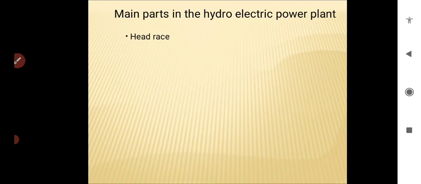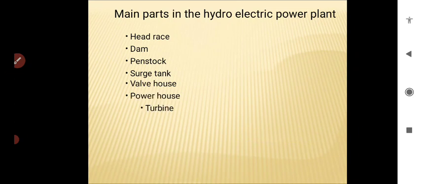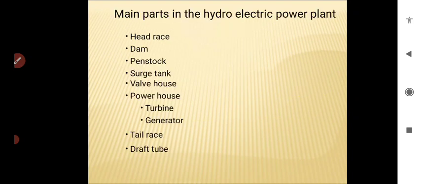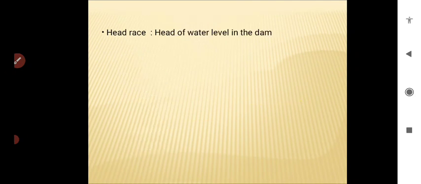Main parts in a hydroelectric power plant: head race, dam, penstock, surge tank, valve house, powerhouse, turbine, generator. In the powerhouse there are two, the turbine and generator. The house protects these two. And the next one is the tail race, and the last one is the draft tube. Okay, we will define all these main parts in the hydroelectric power plant.